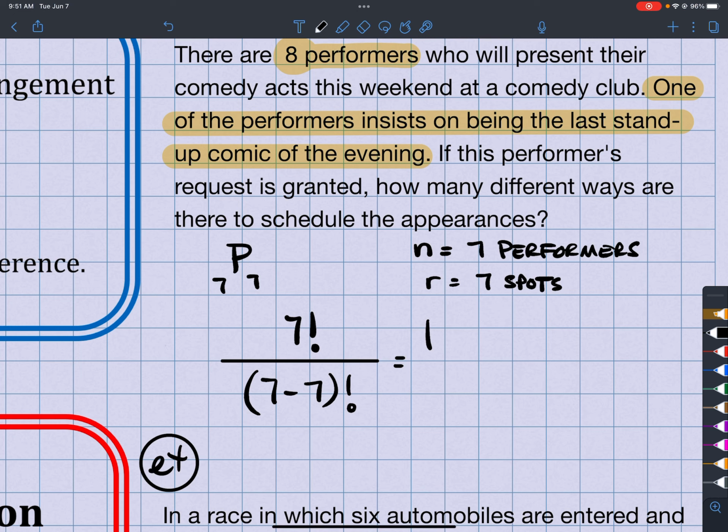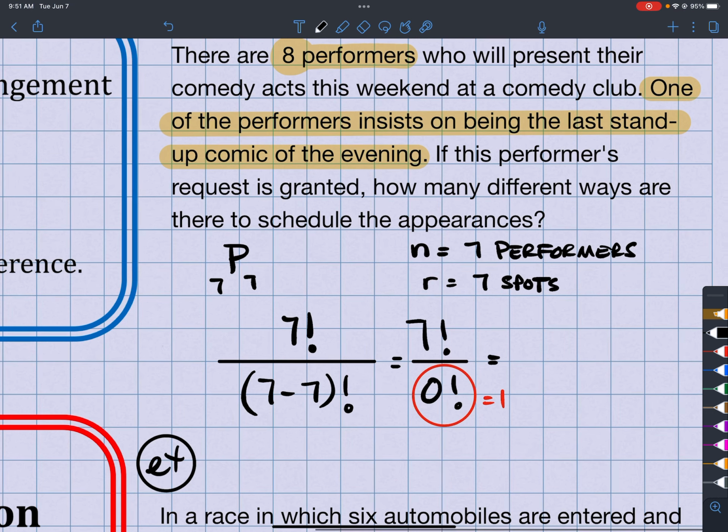which says 7 factorial divided by 0 factorial. Well, 0 factorial is what? 1. Okay. So 0 factorial equals 1. All right. So that means anything over 1 is just itself. So let's see what 7 factorial comes up to be. So that would be 7 times 6 times 5 times 4 times 3 times 2 times 1.